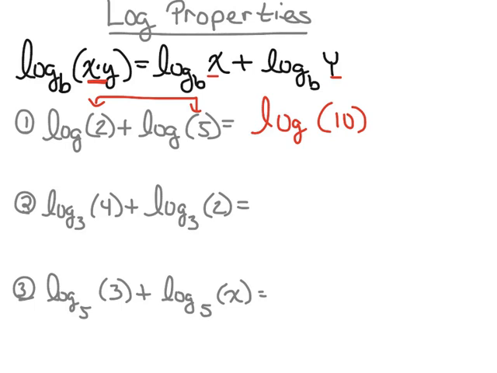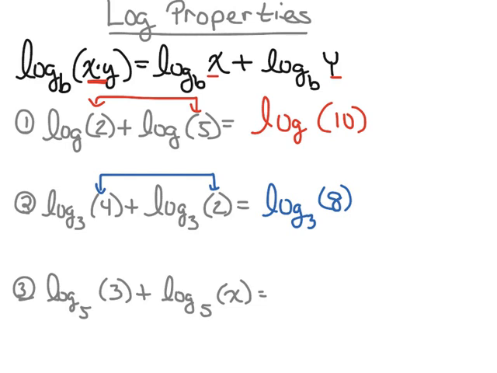Let's try that again with number 2. Here we have log base 3 of 4 plus log base 3 of 2. Again, we're going to use the same property. We want to combine these two logs, and this property says that this addition is the same thing as taking these two values here and multiplying them together. So now we have log. Notice we're keeping the same base 3. And if I multiply 4 times 2, I end up with 8. So as a single log, I end up with log base 3 of 8.